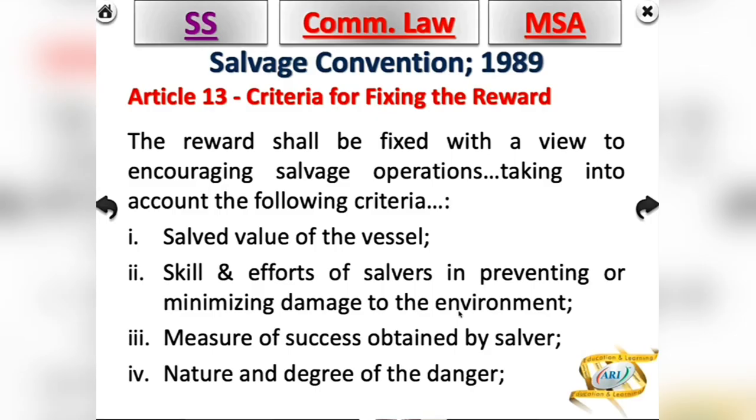Skill and effort in preventing or minimizing damage to the environment, because Article 14 deals with number 2. The measure of success. Let's talk in non-technical terms: you did the salvage, but you could not prevent the ship from being damaged, a small setback to the success. This will go as a minus point in the success of the salvage of property. Nature and degree of danger. The most important thing is the weather and the circumstances under which the salvage operation takes place.